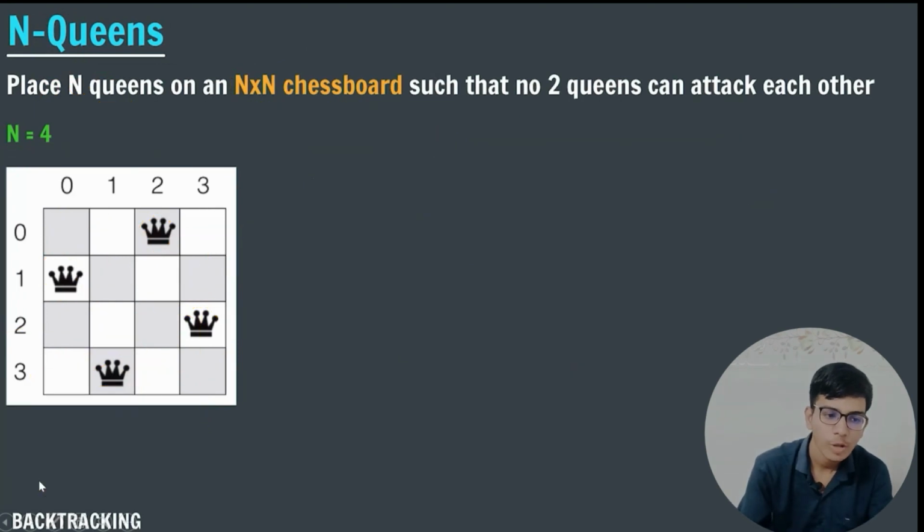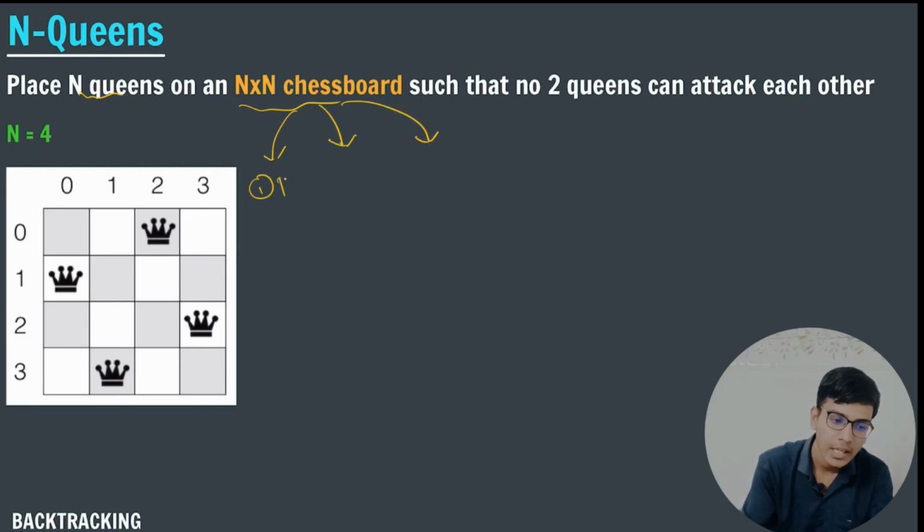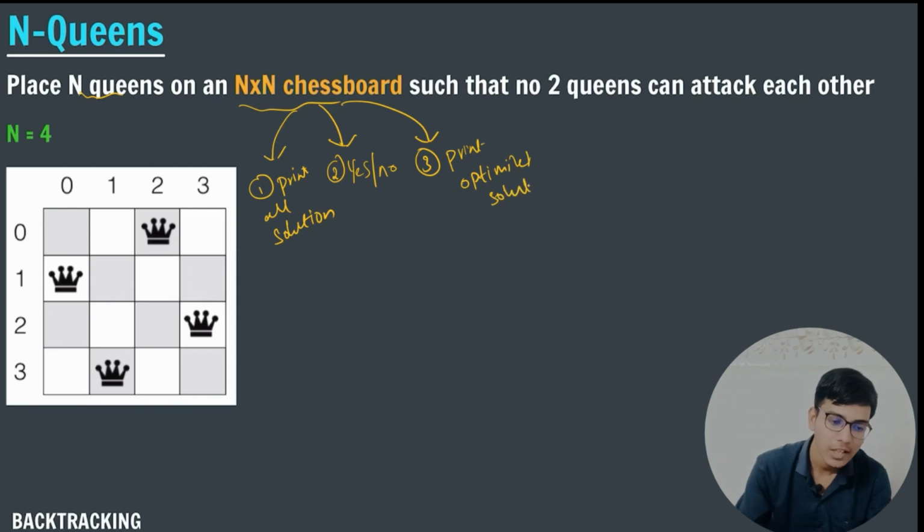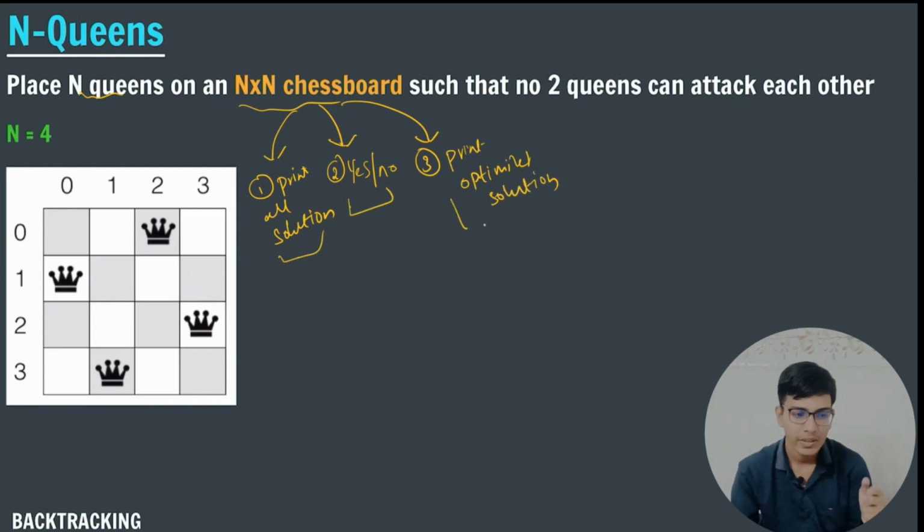Generally speaking, when it comes to placing n queens in an n cross n chessboard, there are three categories of these questions. The first category is printing all solutions, that is nothing but enumeration. The second one is checking whether a solution lies in the given chessboard or not, which is yes or no. And the third category is printing the best solution, or printing an optimized solution. So these are the three categories of questions we can have in the N-queens question.